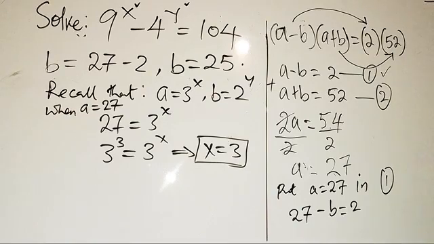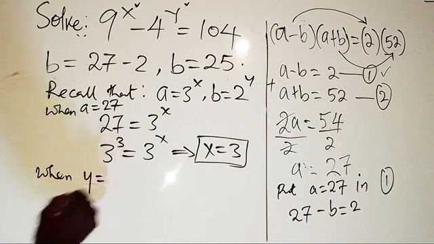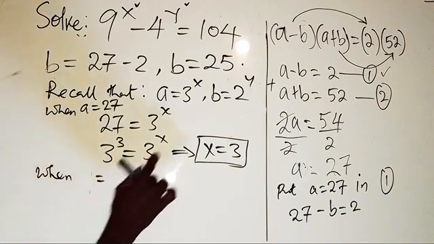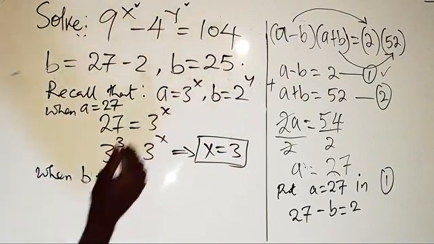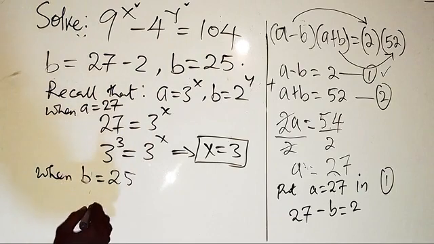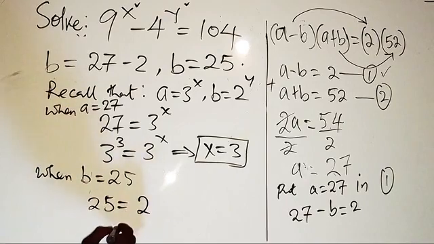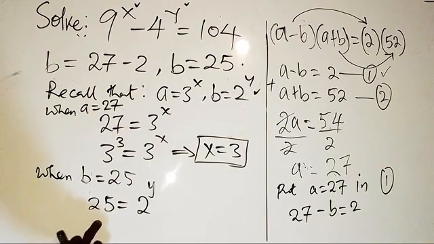Now the next one is that we want to get the value of y. To get the value of y, what are we going to do? Do the same thing. Because we are talking about b, so y, when b equals, our b is 25 here. So the same thing, we are going to have 25 equals 2 to power y from here.